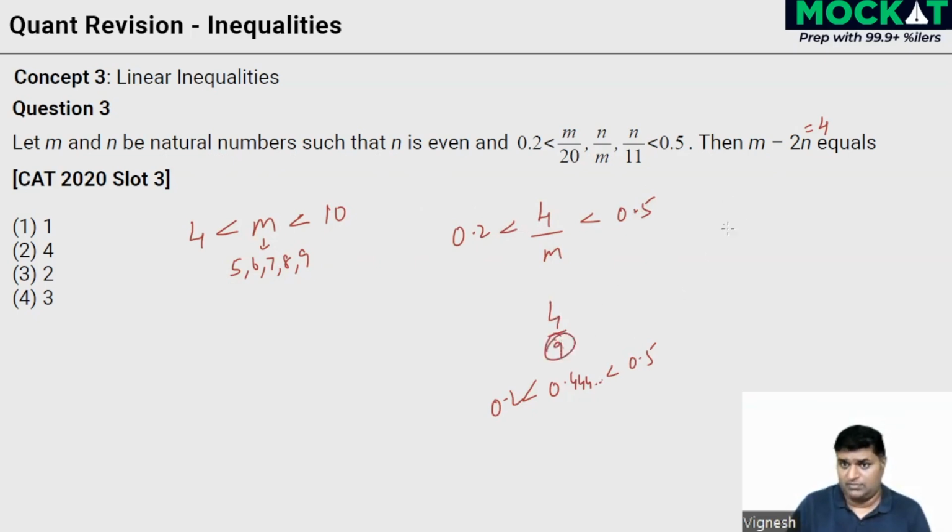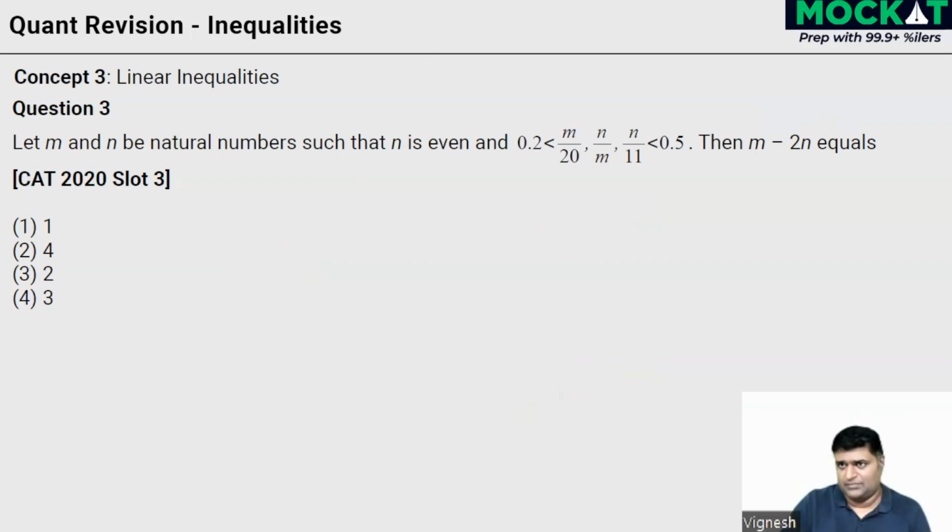So m over here has to be none of these but 9, right? So m is 9, n is 4. So what is m minus 2n? That's nothing but 9 minus 2 into 4, 8, which comes to 1. Option 1 over here becomes the answer, right?